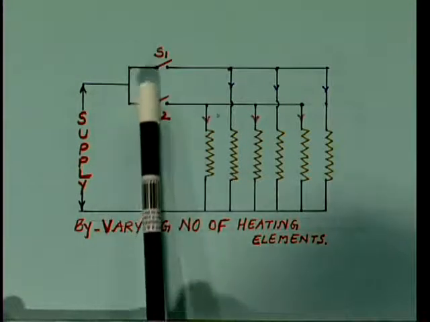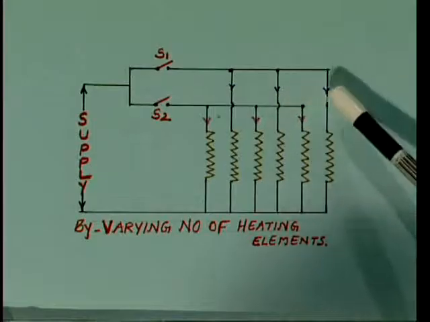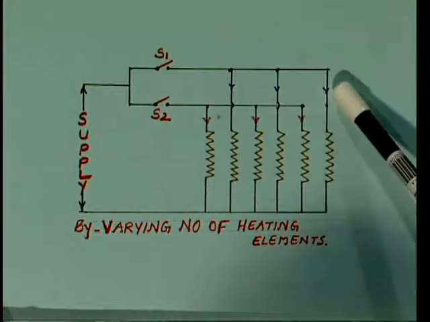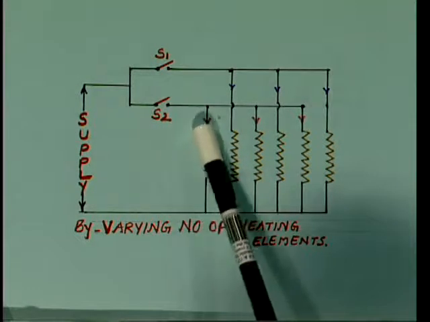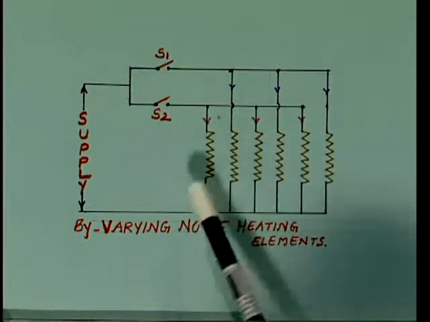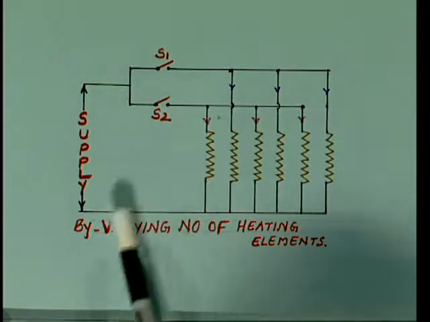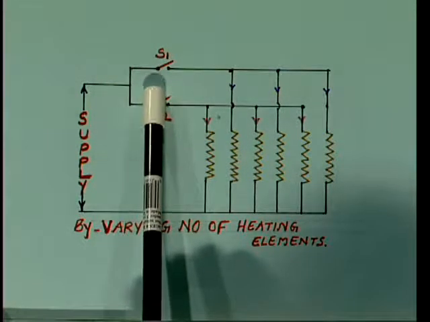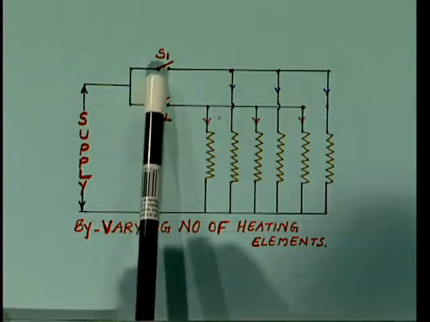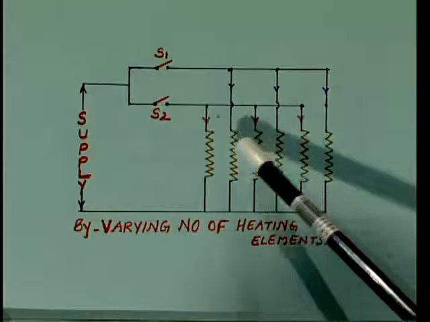Number 2, here switch 1 is connected to 3 elements, this is 1, 2, 3, the blue arrow marks. Switch 2 is connected to another 3 elements, 1, 2, 3. So, in total 6 elements are connected to 2 independent switches. Now, by making switch 1 on, only 3 elements are in the circuit, the other 3 are not there.